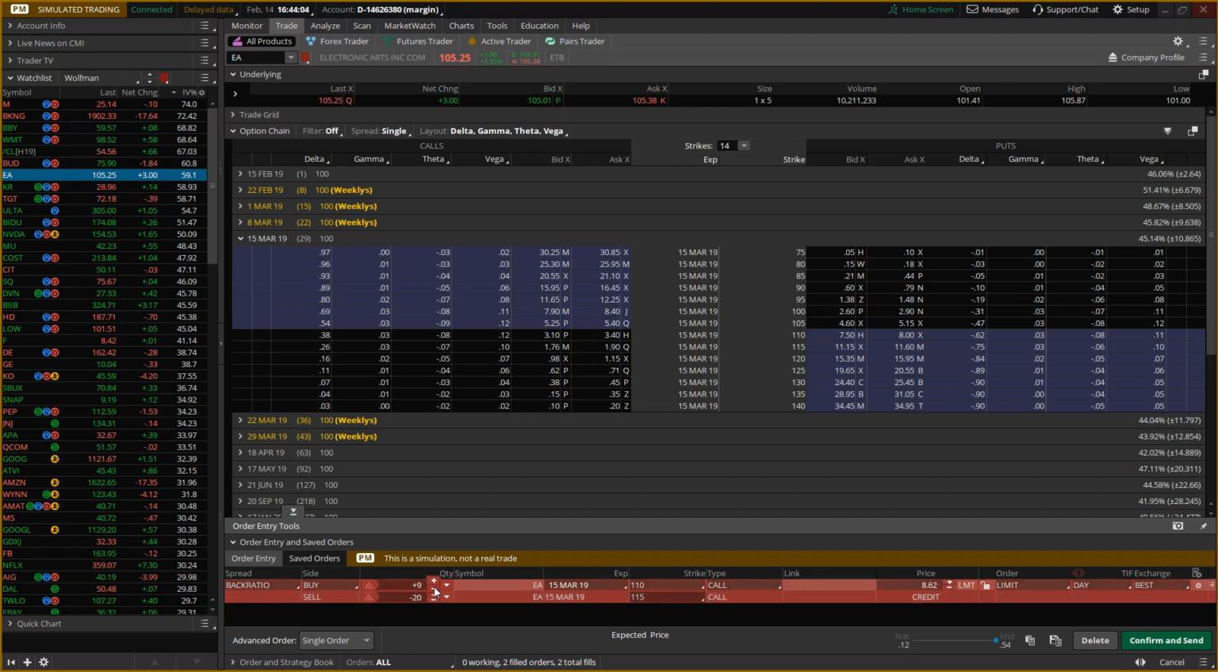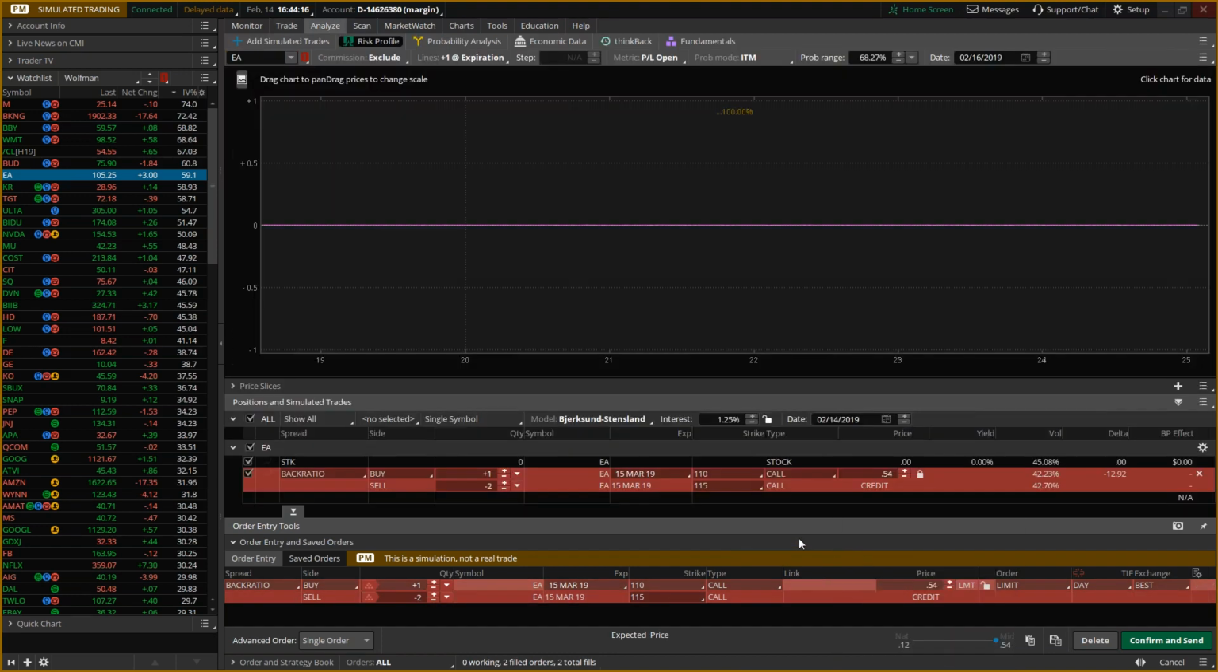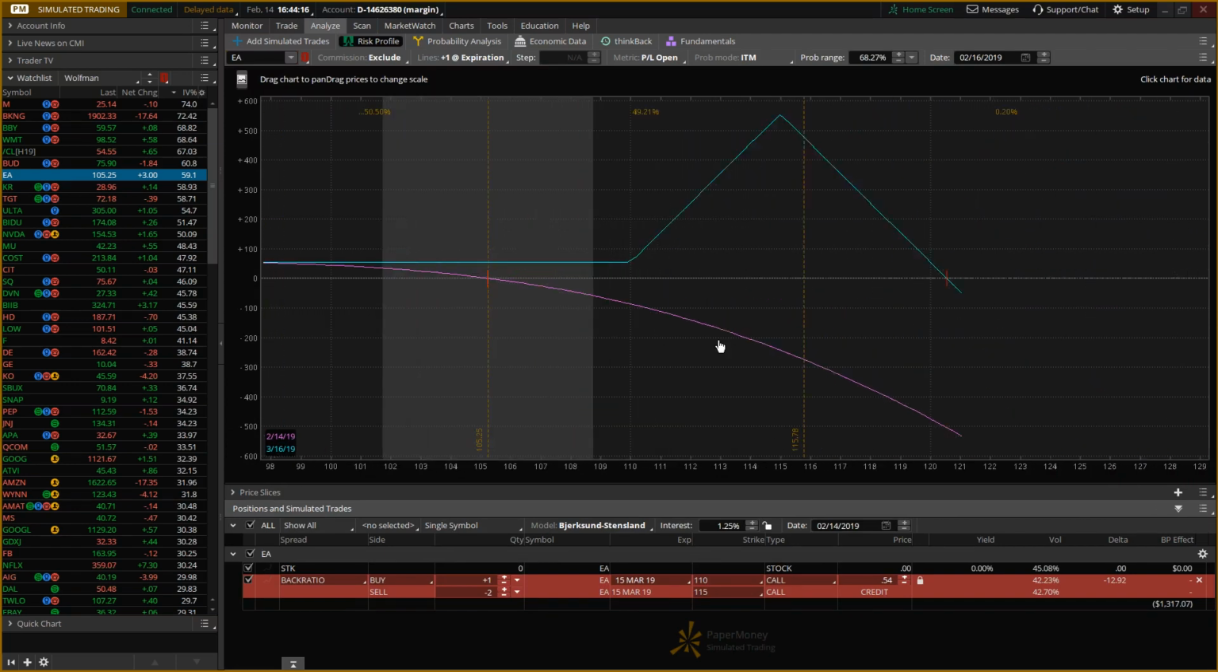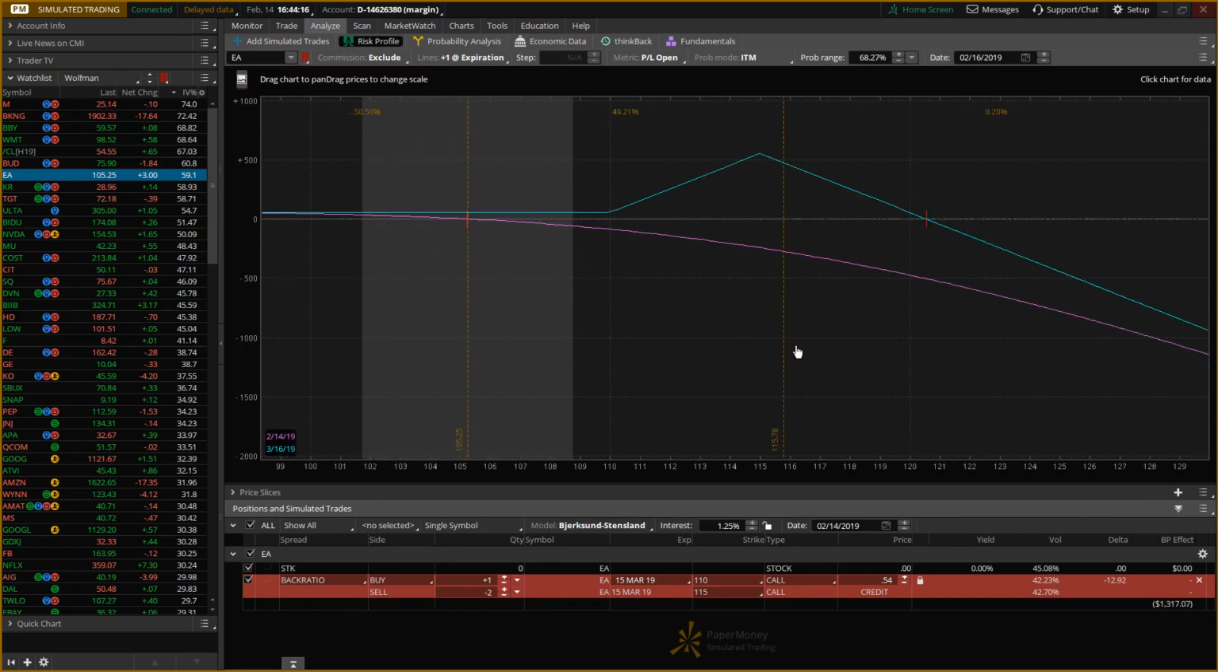And then I'll show you what it looks like on the risk, on the analyze tab. So we've got the 1x2. Let me just get it down so it's easy to do all the math on everything. So then we'll go over and check out the analyze trade. And you can see that if this underlying goes higher, that's going to continue on at that trajectory. We're going to continue to lose money.